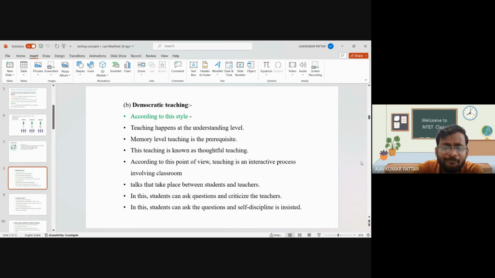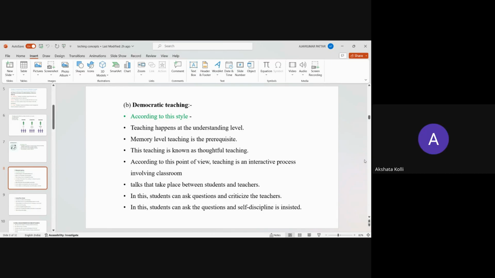Any doubt? Interaction is also there. Talk happens between the students and teachers in this level. But in the previous level, it was only teacher centric. Teacher bolte jate hai, bacche sunte jate. That is what teacher centric means. That is the first one. Understood this democratic meaning? Yes, sir.